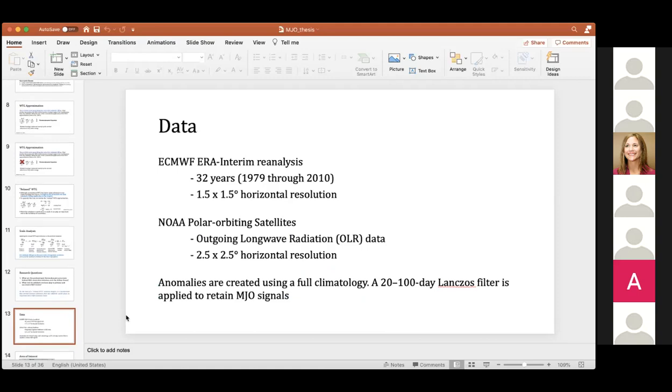So just to give an idea of what data we're using, for our composite analysis of primary and successive events, we're using the ECMWF ERA-Interim reanalysis. This is 32 years spanning from 1979 to 2010, and it's on a 1.5 degree horizontal grid. Secondly, we're sourcing outgoing longwave radiation, or OLR, data from the NOAA polar orbiting satellites, on a 2.5 degree grid. With the variables we're calculating, everything that's going to be shown is anomalies created using the full climatology and then passed through a 20 to 100 day Lanczos filter to retain MJO signals.